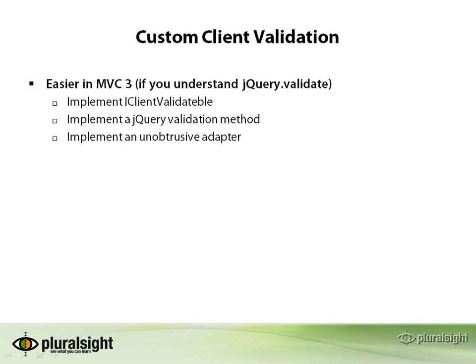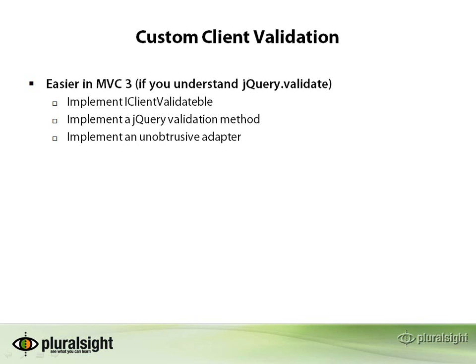Although we just had client validation working on our view, it's only going to work for those built-in attributes like the required attribute, the range attribute, string length, and regular expression. For the custom validation attribute that we built, the greater than date attribute, we currently do not support client-side validation, but it's easy enough to add. In fact, it's easier in MVC 3 than it was in MVC 2, as long as you know a little bit about jQuery.validate, about that plugin.